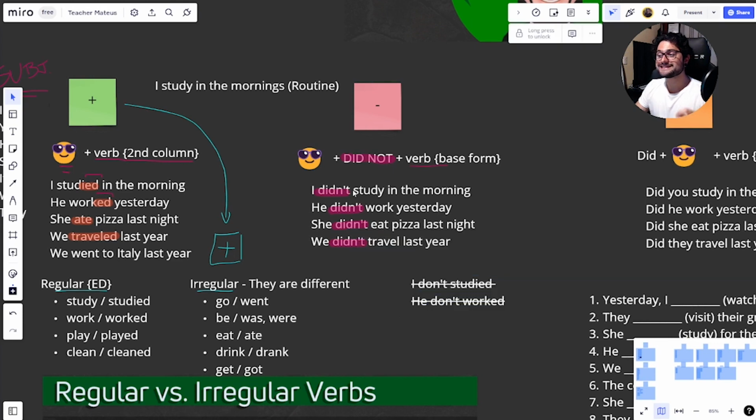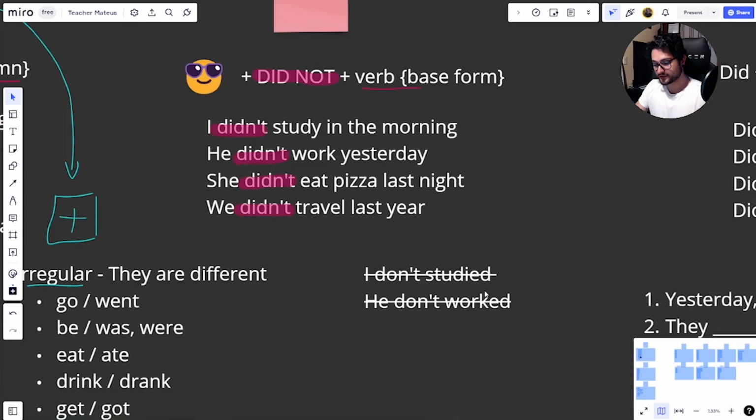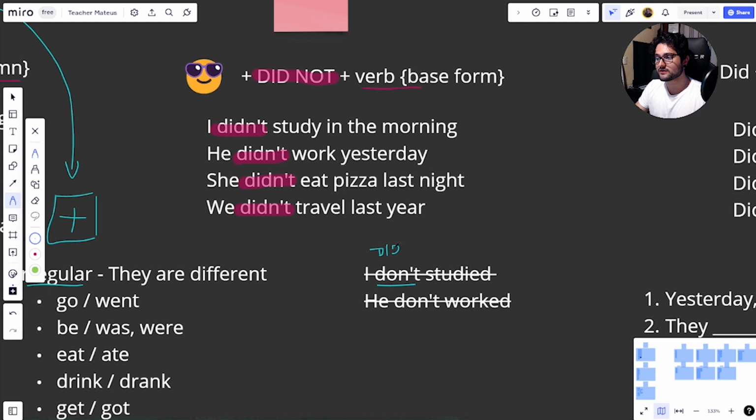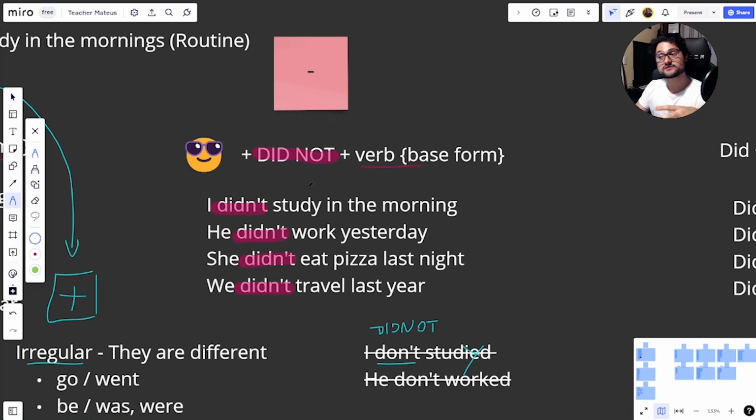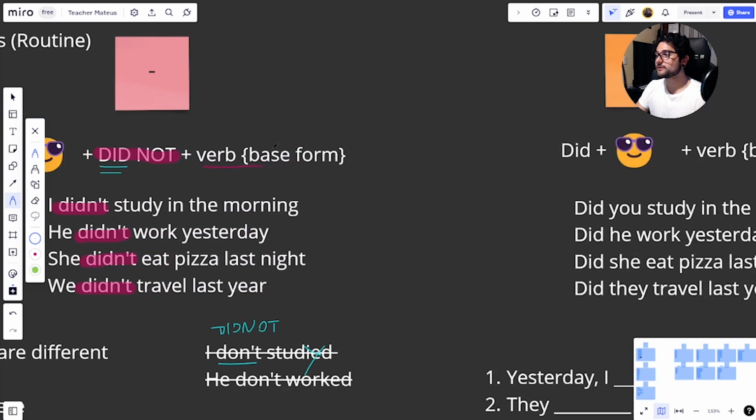So we say, I didn't study. Take a look here. I did not study. He didn't work. Okay, guys. And the question is very similar to negative, because in the negative, I just use did and then I'm good to go. And then I include the verb.